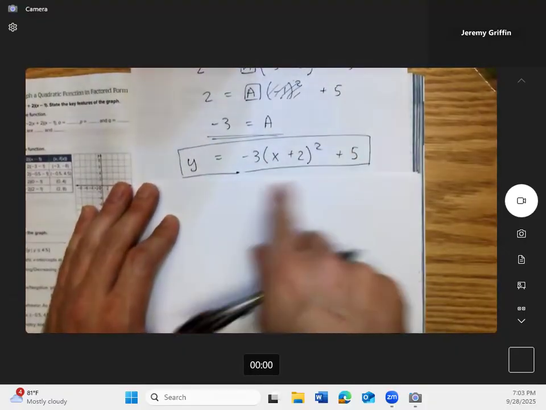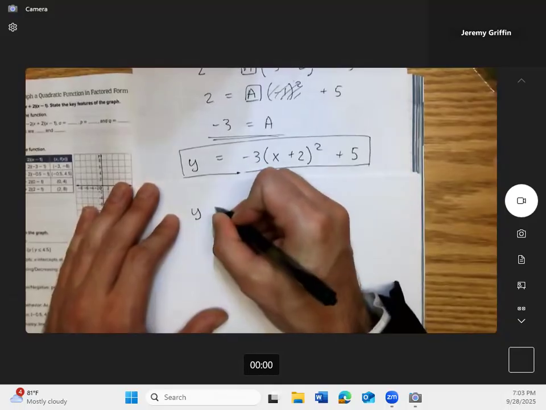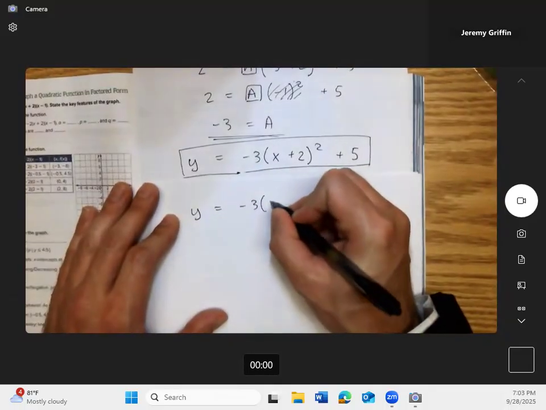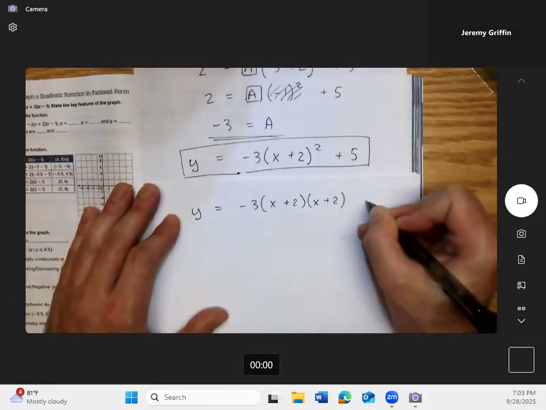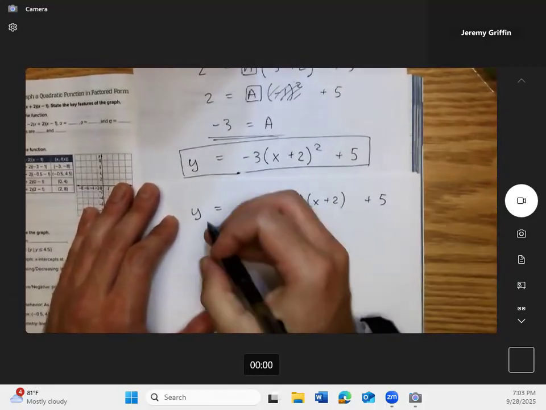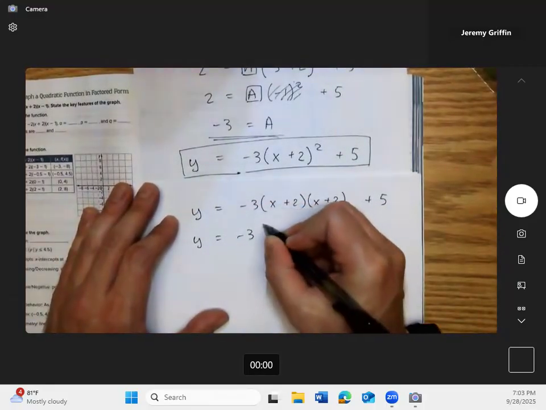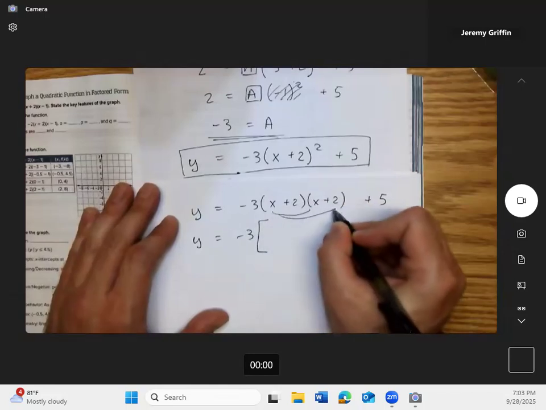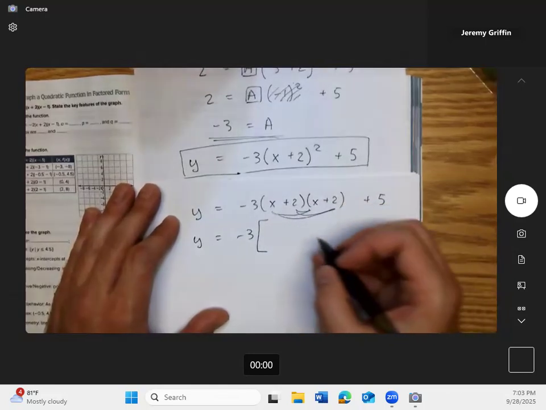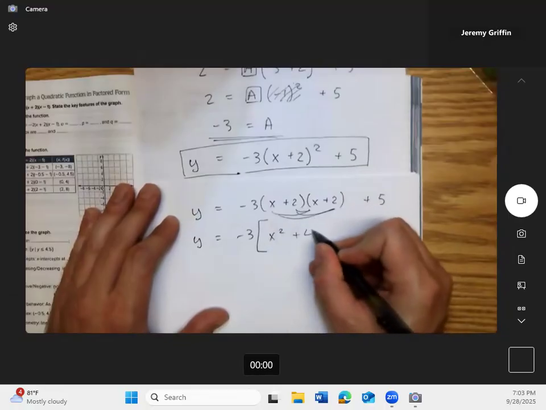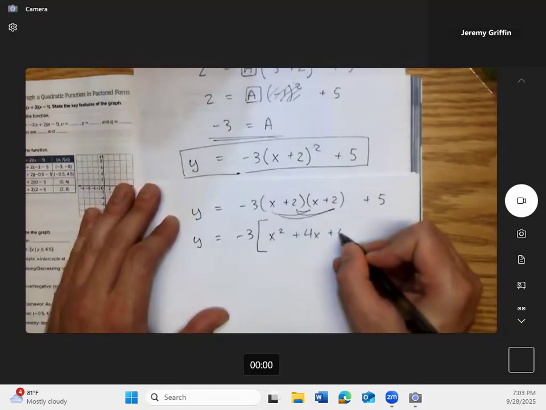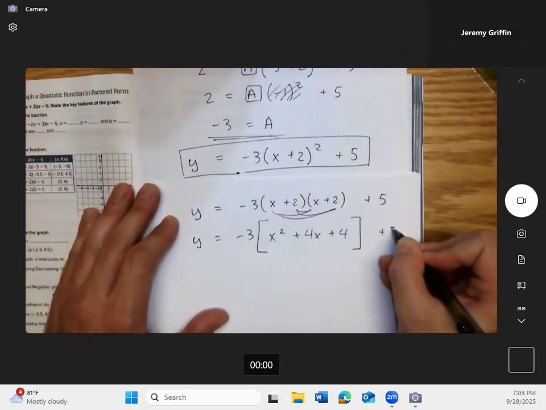But what if I want to put this in standard form? Let's try it. So y equals -3. I'm going to FOIL out this bit, x plus 2 quantity squared, which is not just x squared plus 4, and then tie on the plus 5 after the fact. So keep this -3. Let's FOIL this thing. So that's x squared plus 2x plus 2x is 4x, and 2 times 2 is 4. Okay, and then I'll worry about the plus 5 later.